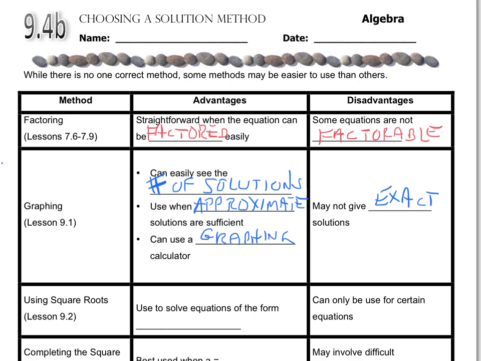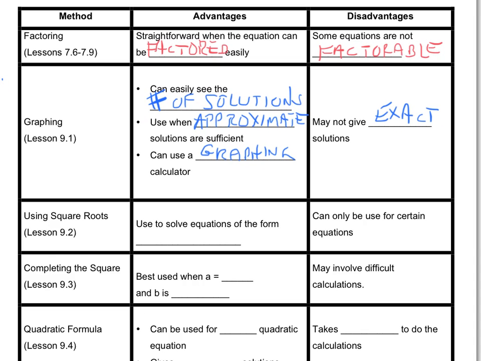The next method we worked on and talked about was 9.2, which was using square roots. And remember, this one we used only when we had ax squared plus bx plus c where we only had the ax squared with the x variables. If we had the bx in it, then this would not be the method to go. Basically we use this when we can get the equation into the form x squared equals d, because then when I take the square root, I can get to my answers really quickly.